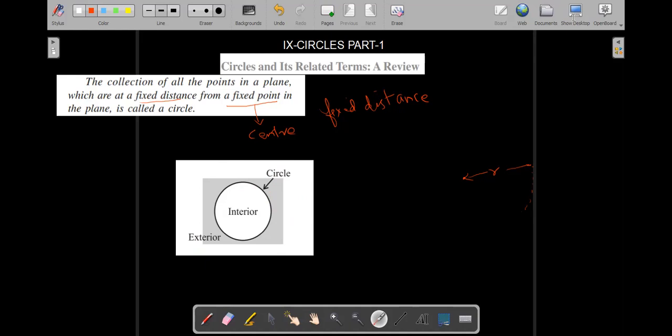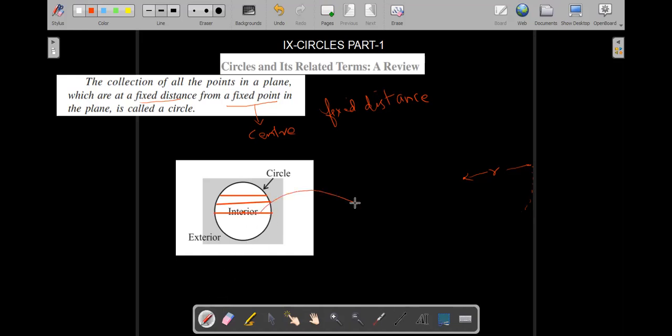Diameter, you know, radius and diameter. Diameter is the longest chord of a circle. Correct? This is a circle. If you want to know what is diameter, this is a chord. This is also a chord. But whenever the chord is passing through the center, this will be the longest chord.